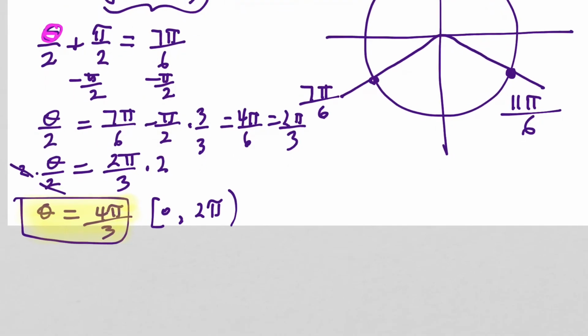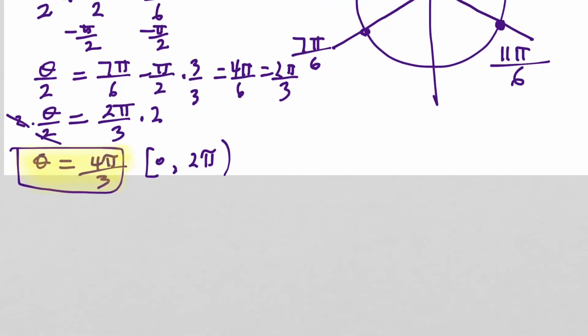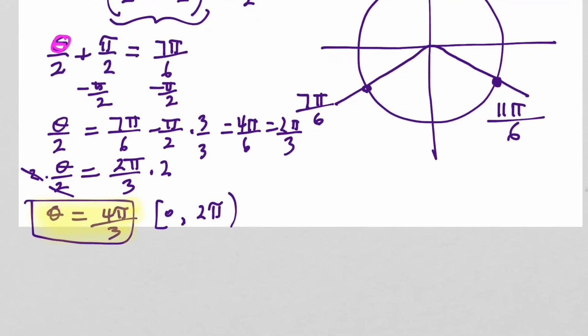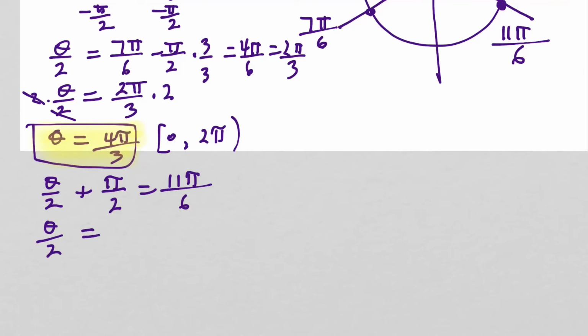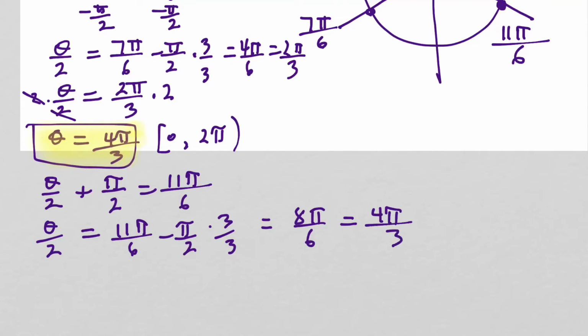All right, so now we're going to do the other angle. So we're going to work on the 11 pi over 6 angle now. Let's go back to the top a minute: theta over 2 plus pi over 2, this time, is equal to 11 pi over 6. So I'm going to say theta over 2 is equal to 11 pi over 6 minus pi over 2. So I need sixths. So I get 11 sixths minus 3 sixths. So that's 8 sixths, which can reduce to 4/3. All right, so that's theta over 2.